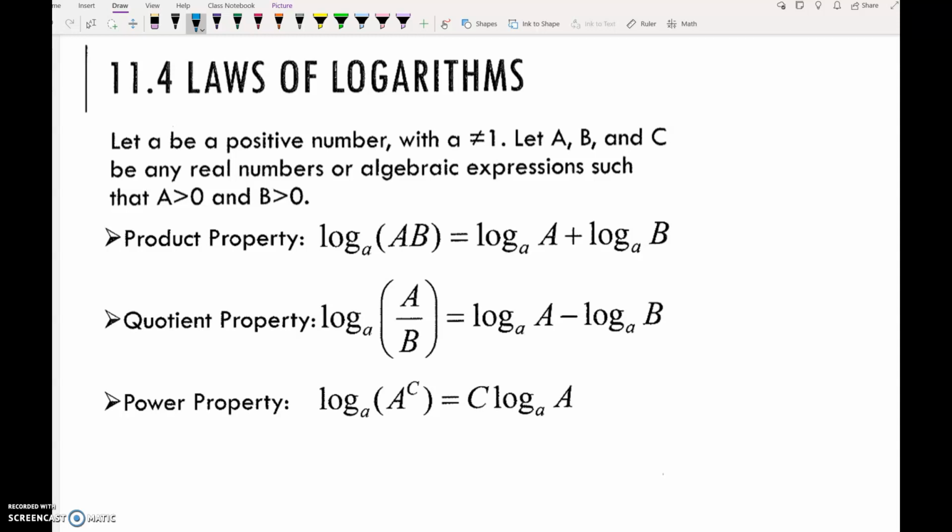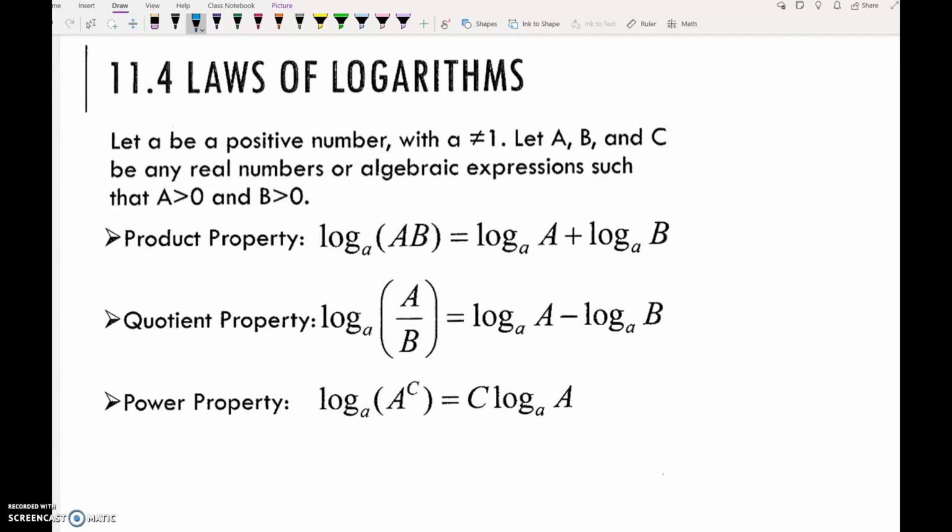Today we're going to introduce the laws of logarithms. There's three laws that we're going to be looking at: the product property, quotient property, and power property. Now, let's be honest, I am not going to make you memorize the names. I just want you to be able to use these properties.